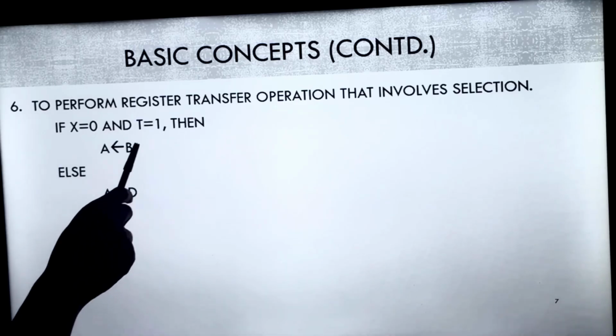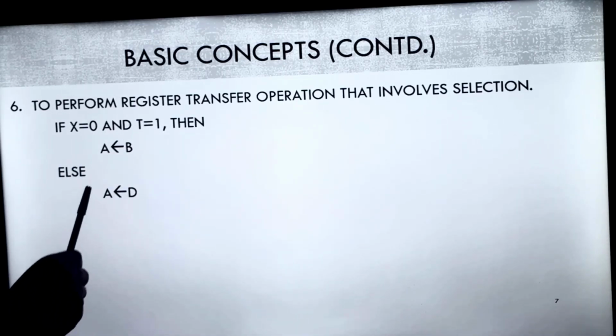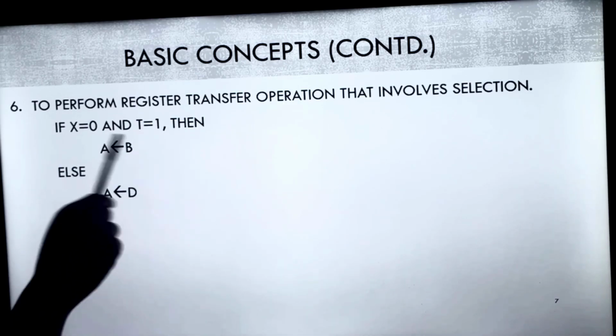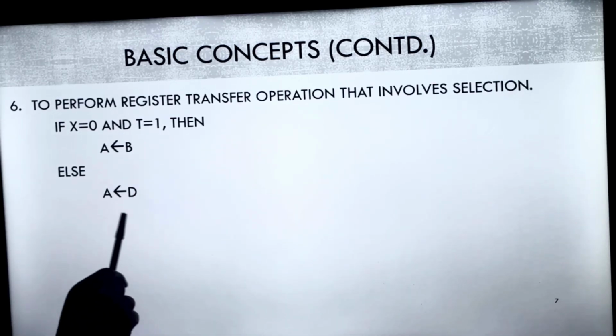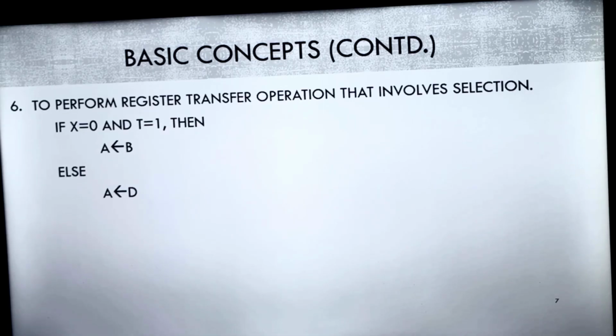I told you, whenever you get this kind of question, please go for the then part first, then go for the if part. The then part means the result part. What I have to do is B to A and D to A. So I shall have some registers from where I can transfer B to A and D to A.